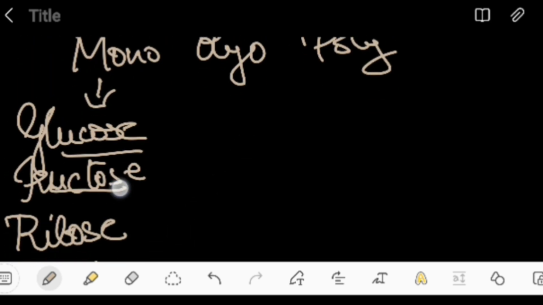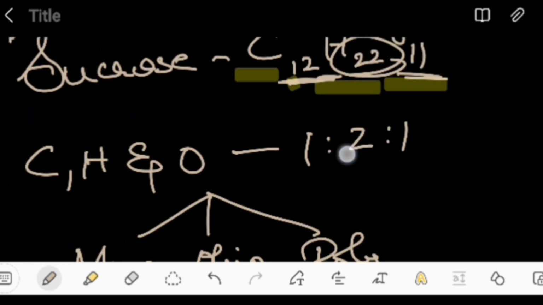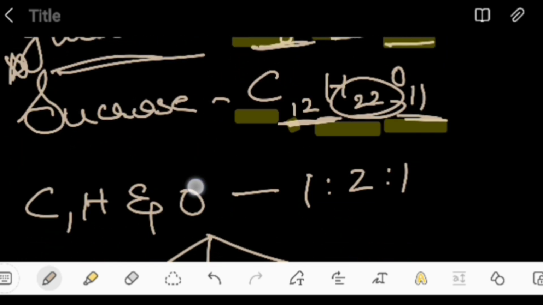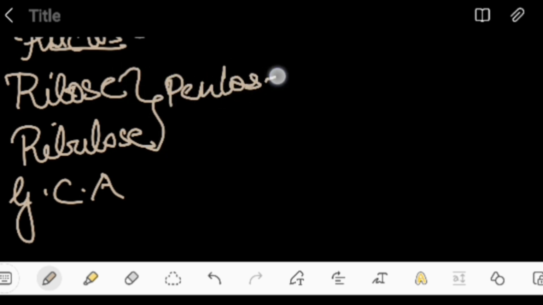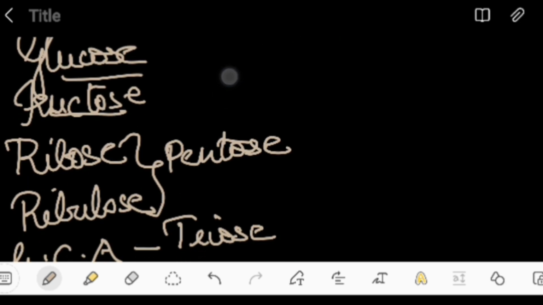This glucose and this fructose are hexose sugars, means 6 carbons are present. Ribose and ribulose are both pentose sugars, 5 carbons are present. Glyceraldehyde and dihydroxyacetone are triose. I'm just mentioning all these things as examples.